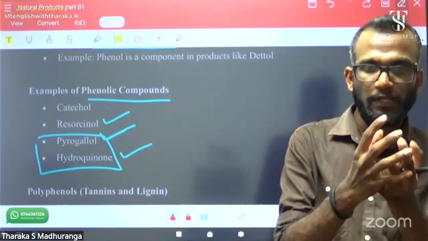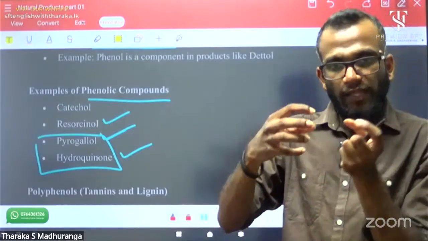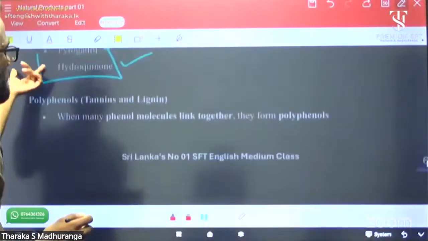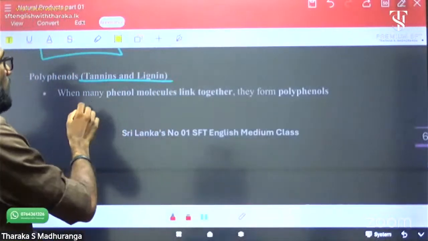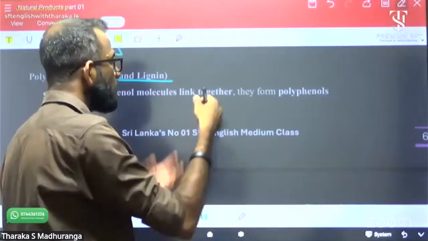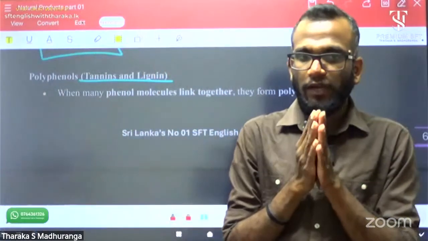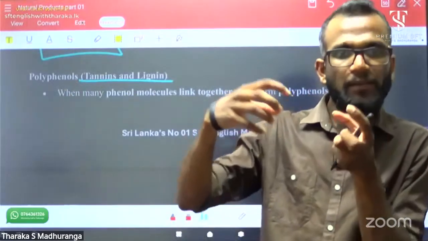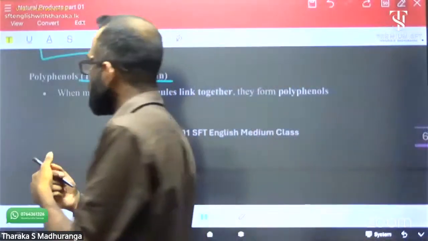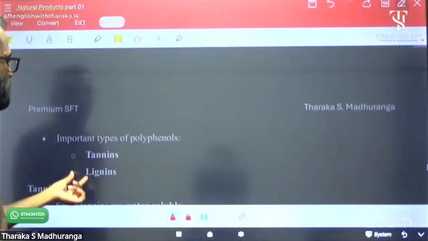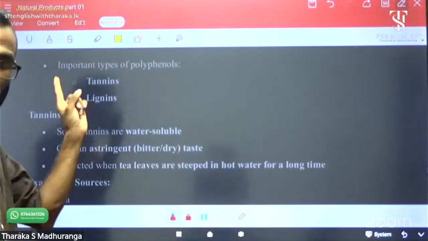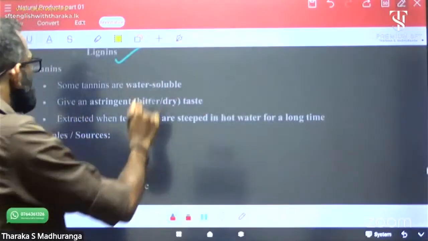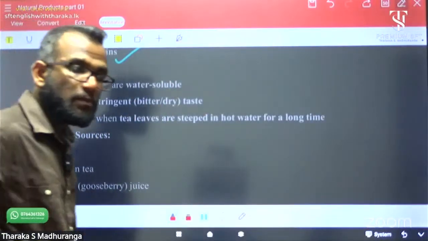Phenolic compound means a simple compound. If many phenolic compounds are linked together, we call that a polyphenolic compound. Polyphenolic compounds are tannin and lignin. It's just like polymerization. Phenols polymerize and form polyphenols. Tannin and lignin are examples of polyphenols.